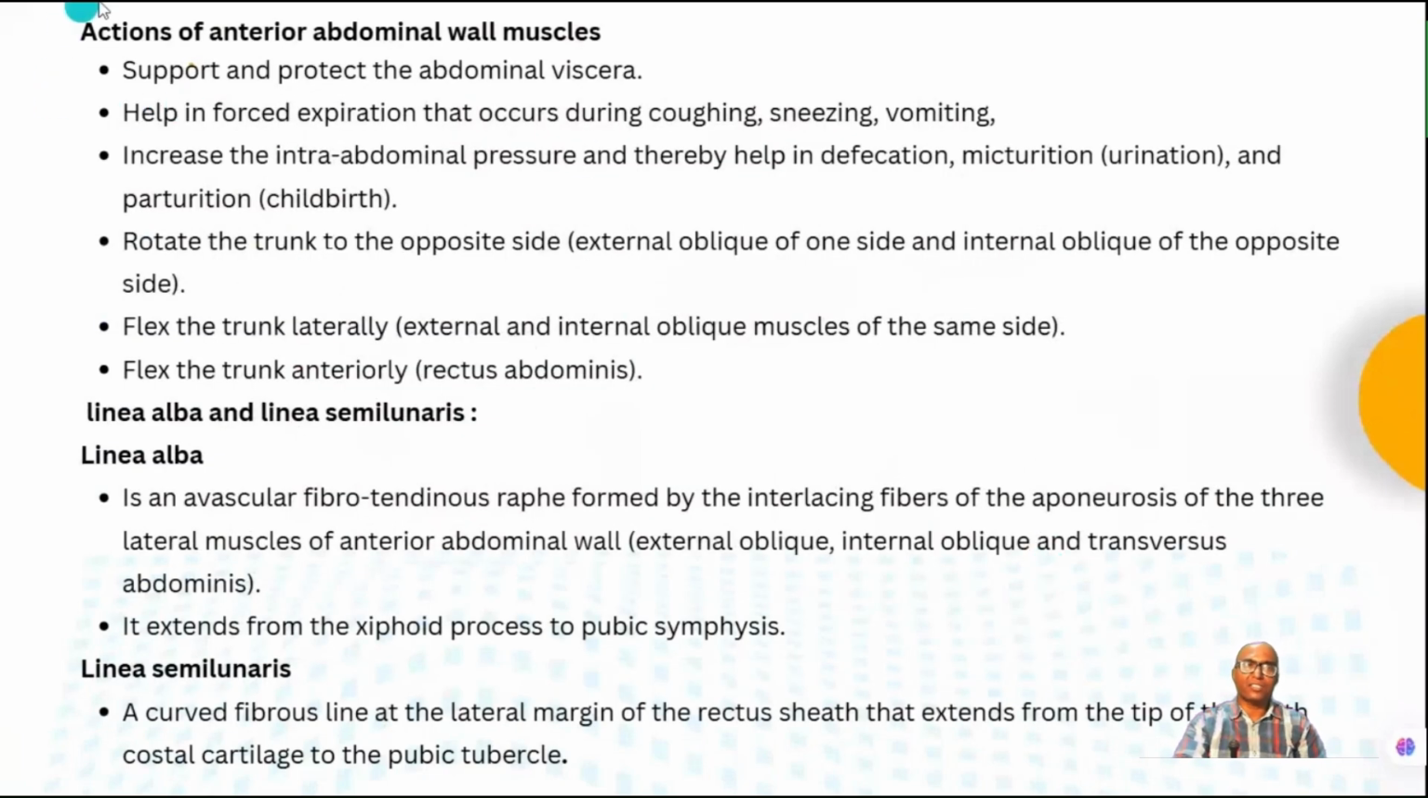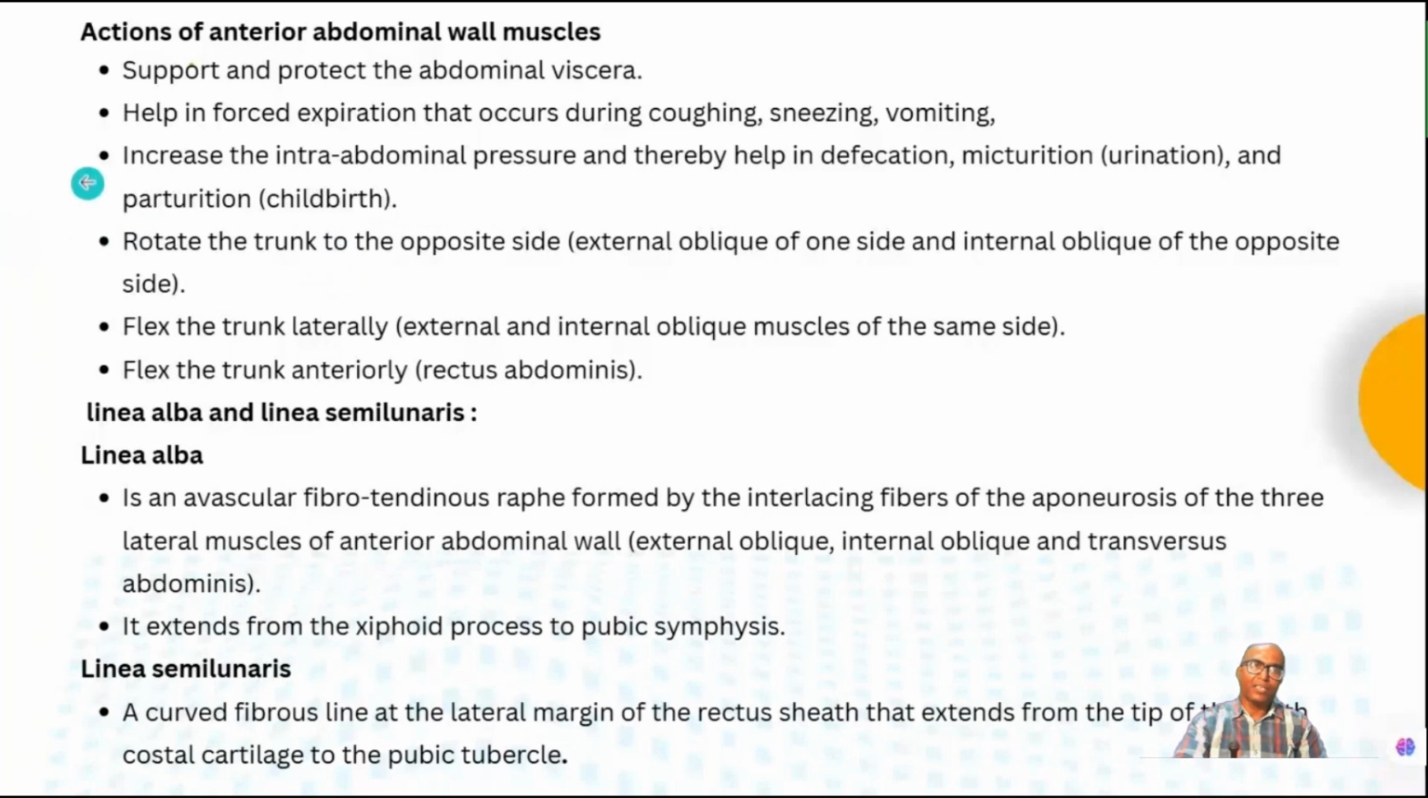Now, what are the actions of the anterior abdominal wall muscles? They support and protect the abdominal viscera, help in forced expiration that occurs during coughing, sneezing, vomiting, and increase intra-abdominal pressure, thereby helping in defecation, micturition, and parturition. They rotate the trunk to the opposite side. So the external oblique of one side and the internal oblique of the other side will cause rotation of the trunk to the opposite side.